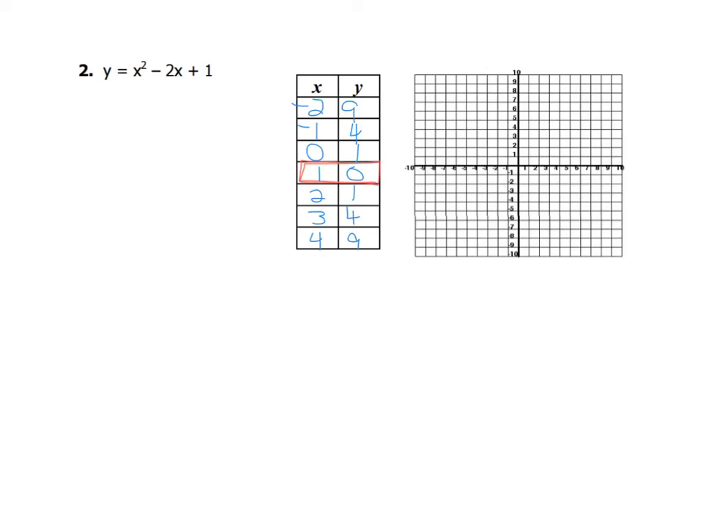Okay, that's the table I got. Is that the table you got? Isn't that a whole lot easier than plugging all those values in and trying to figure them out? Okay, so the next thing I want you to do is now graph this parabola.